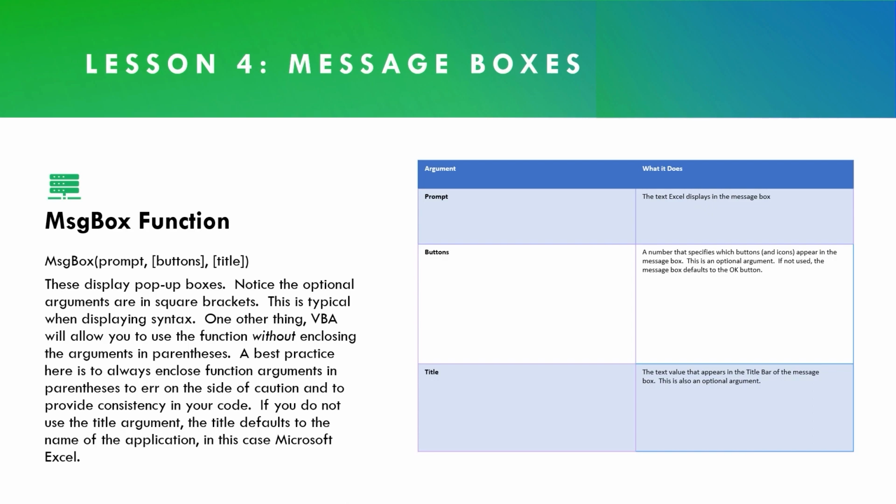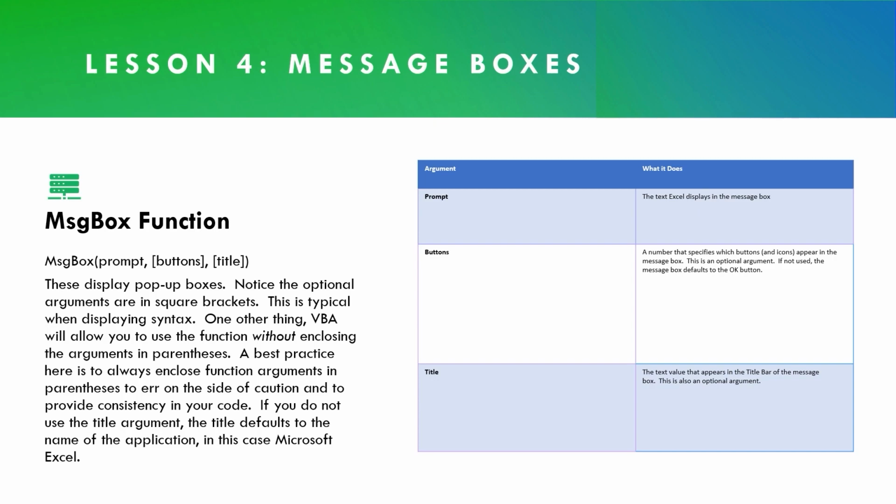One other thing, VBA will allow you to use the function without enclosing the arguments in parentheses. A best practice here is to always enclose function arguments in parentheses to err on the side of caution and to provide consistency in your code. If you do not use the title argument, the title will default to the name of the application, in this case, Microsoft Excel. So the prompt argument displays the text that pops up in the message box.